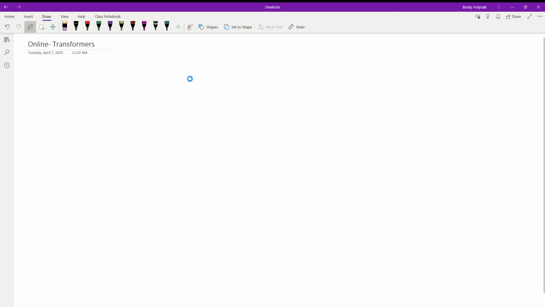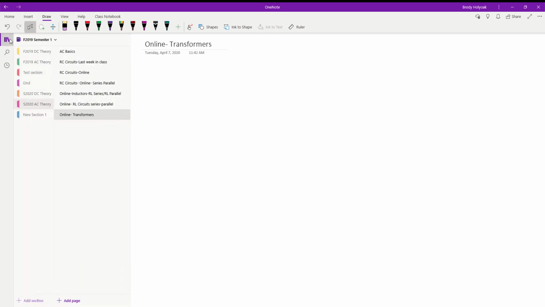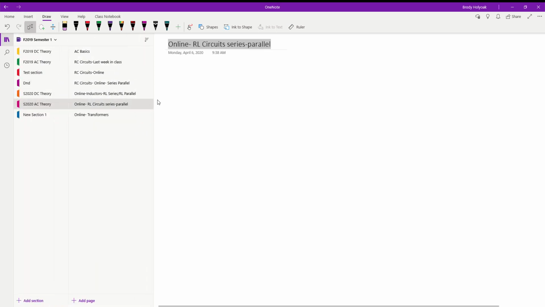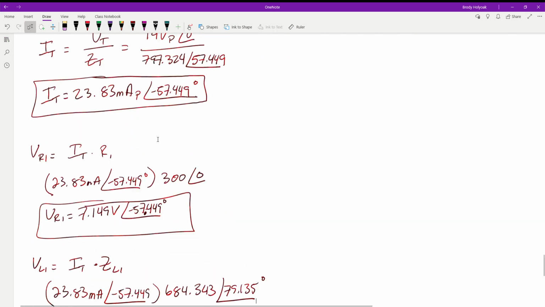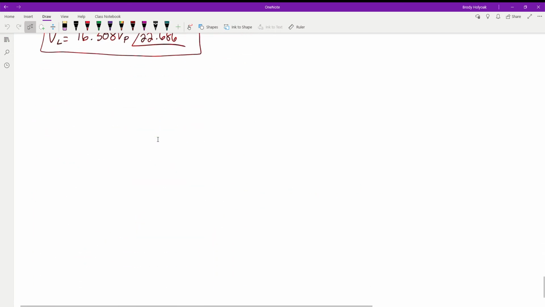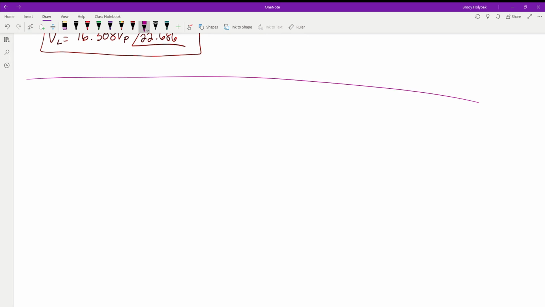Alrighty, here we are with the second video for this. We're going to go through the parallel portion of the circuit. The last time we went through these, we were going through the series. Now we're going to go through RL circuits, just in the parallel configurations. Like I said, these are going to follow the same format as before. We're going to go through a couple of these circuits and basically solve everything.